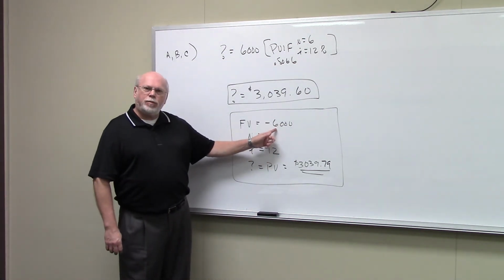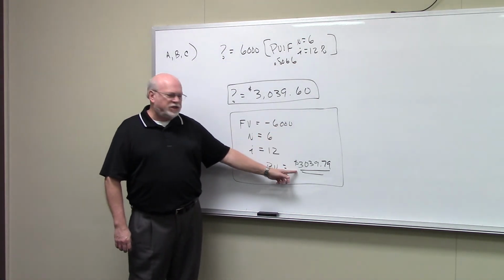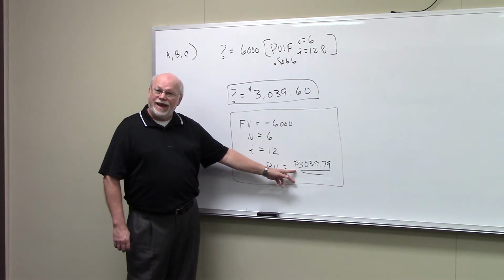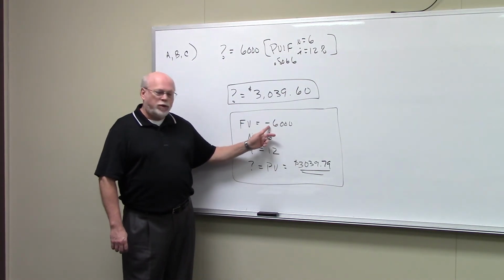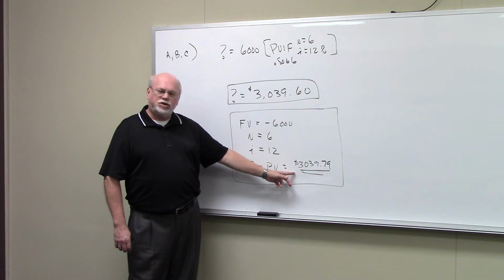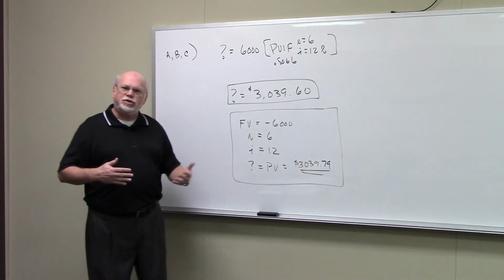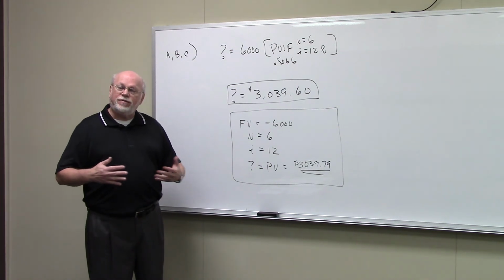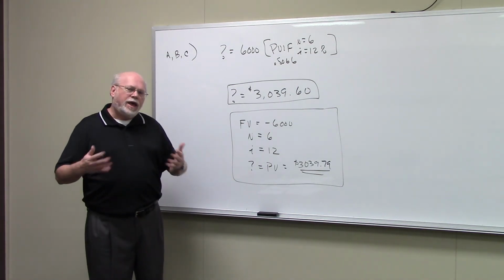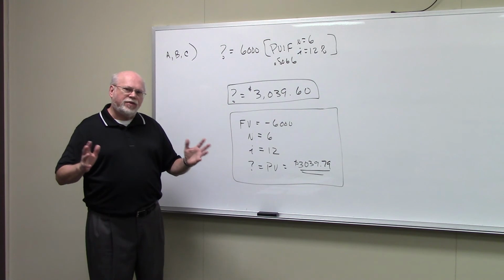Now, just a little calculator deal here. If you made this number a positive number, the answer will turn out to be negative. And so when we made this negative, this turned out to be positive. Now, that's something that always happens when you do time value of money on a calculator, and you have to get past that and learn how to think about it.